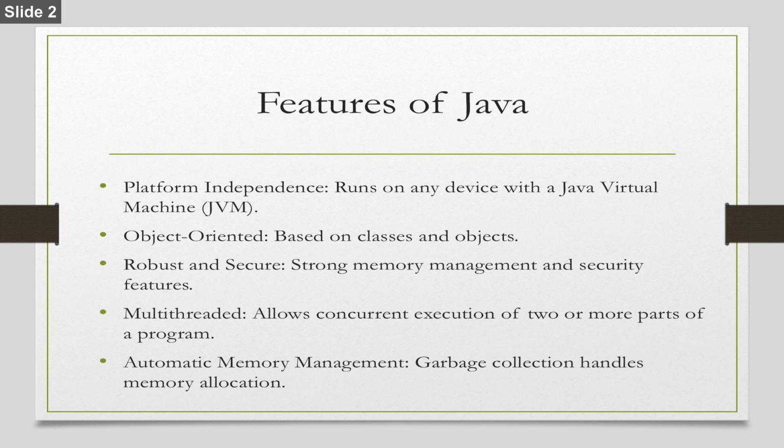Features of Java. Java is known for several key features that make it a robust and versatile language. It's object-oriented, meaning it uses classes and objects to structure programs. Java's automatic memory management helps prevent memory leaks and makes programs more stable. Another advantage is multithreading, which allows Java programs to perform multiple operations simultaneously. Together, these features contribute to Java's security, reliability, and popularity in complex applications.